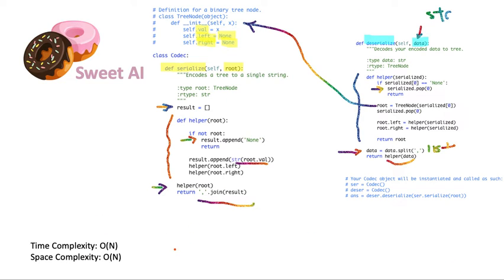The time complexity is going to be linear for both of them, because in the serialization we traverse the tree only once, so we visit every single node in the tree, and in the deserialization we traverse the list only once, every single item of the list. So the time complexity is going to be O(n), and the space complexity is going to be O(n), because we store the values in the result here, and for the tree we store them at the root.